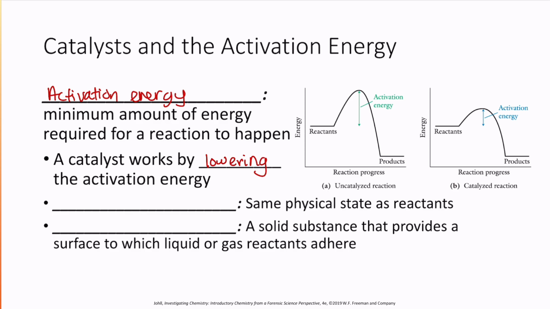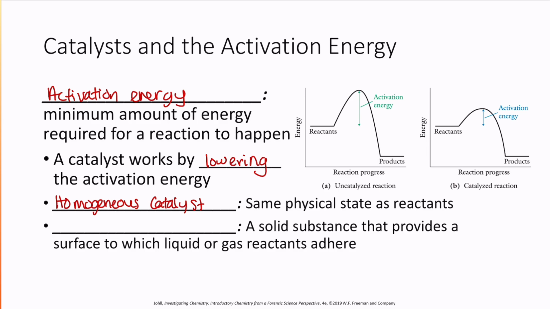Now we have two types of catalysts that we're going to talk about in this class. We have a homogeneous catalyst, and a homogeneous catalyst is going to be in the same physical state as the reactants. And so it's going to have the same state for the reactants and the catalyst.